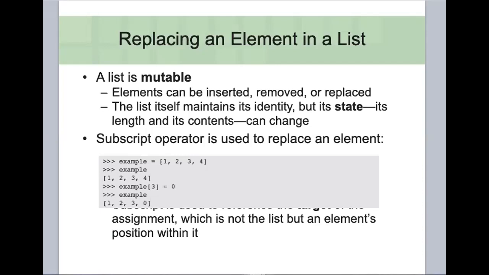You can see here in the subscript operator, if you want to assign the element to a different value, in the subscript example, subscript 3, and assign that to 0, you can see the replacement. Note that the subscript is used to reference the target of the assignment statement, which is not the list, but an element's position within it.